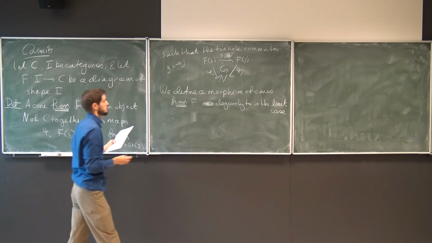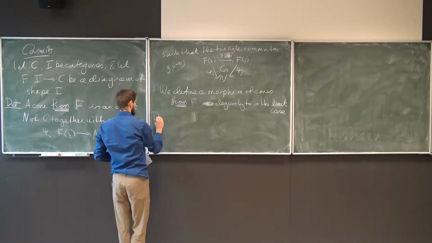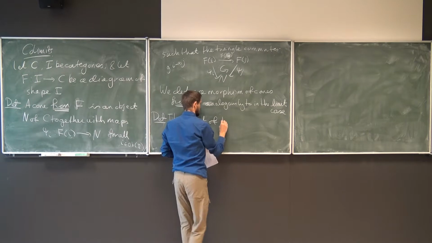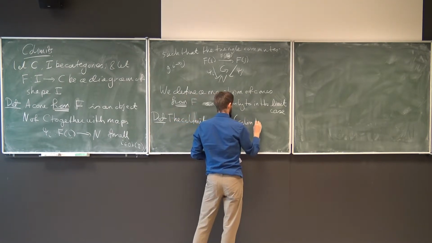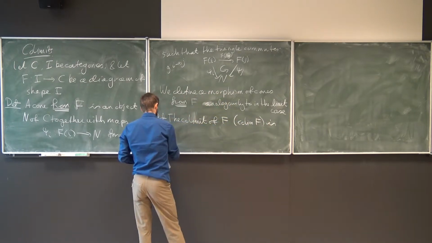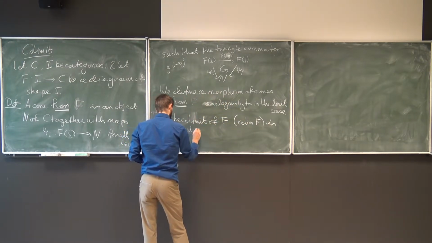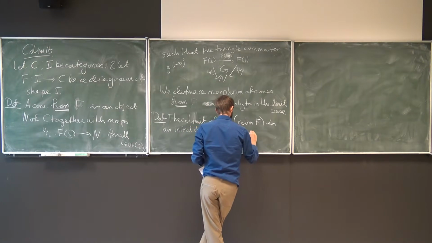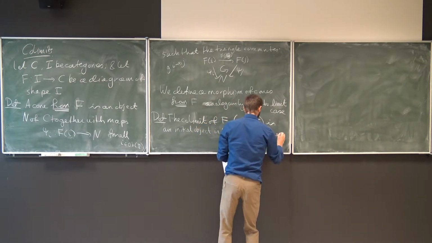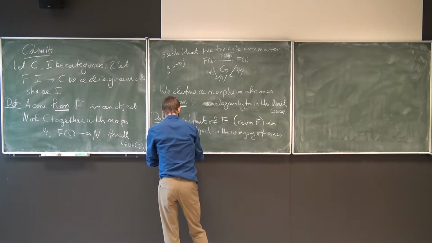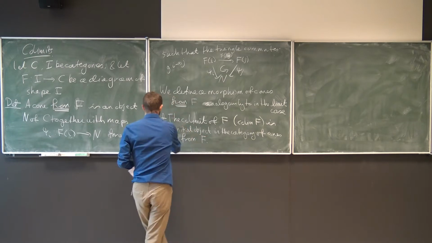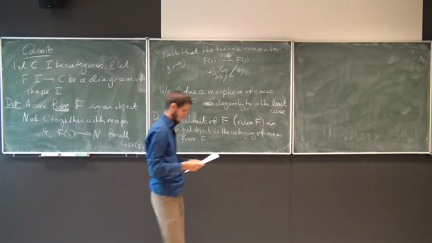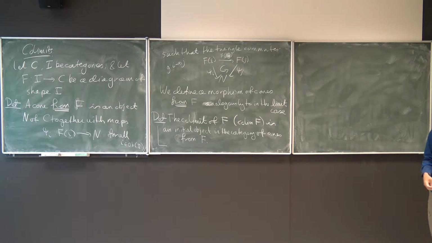Okay, this gives us a category of cones from F, and then the definition: the colimit of F, which we generally write as colim F, is an initial object in the category of cones from F. Okay, so the definition looks very similar to what it did before, which is reassuring. So again, we could do some simple examples.